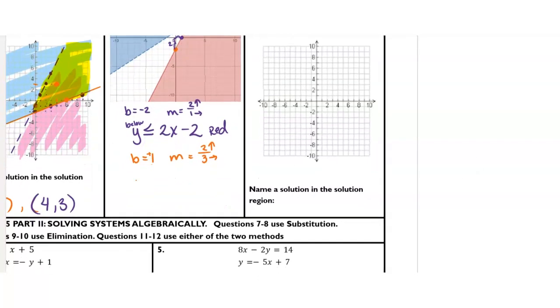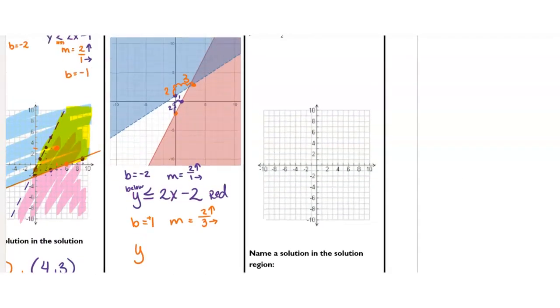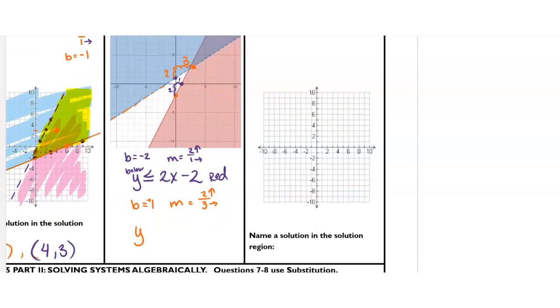Another positive number, so here we have y. And because my line is dashed, there's going to be no equal sign. And it is shaded above the line, which means it's greater than. So then we have my slope, 2/3, put the x attached to the slope, and then my y-intercept is +1. So my two equations are this one and this one. And this will be for the blue.